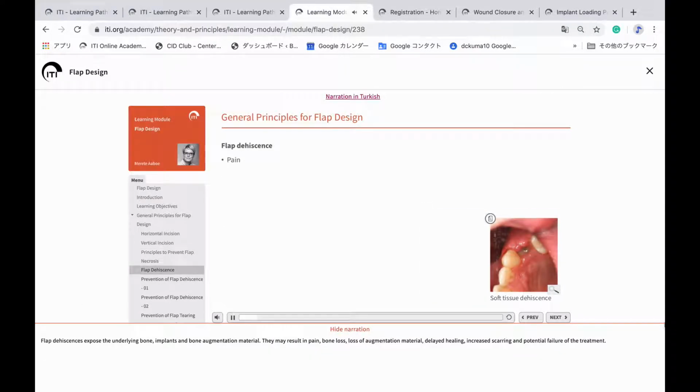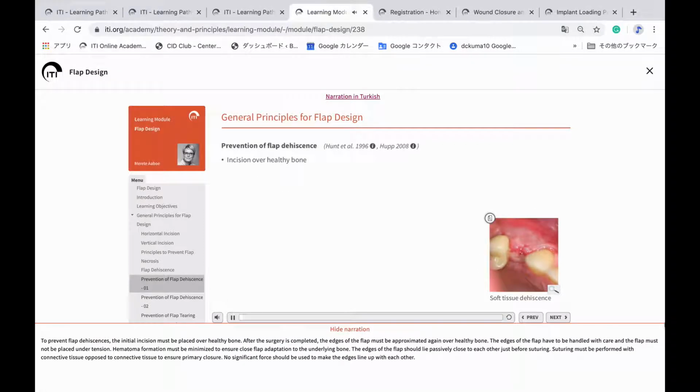Flap dehiscences expose the underlying bone, implants, and bone augmentation material. They may result in pain, bone loss, loss of augmentation material, delayed healing, increased scarring, and potential failure of the treatment. To prevent flap dehiscences, the initial incision must be placed over healthy bone. After the surgery is completed, the edges of the flap must be approximated again over healthy bone. The edges of the flap have to be handled with care, and the flap must not be placed under tension.